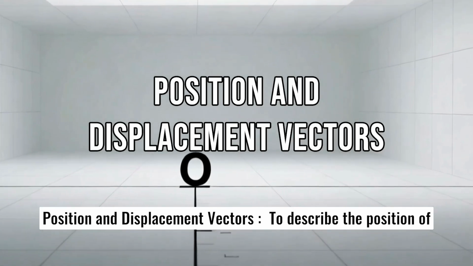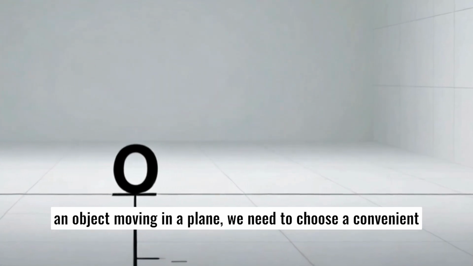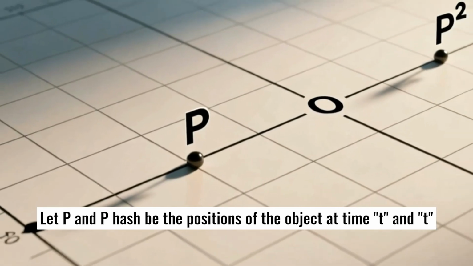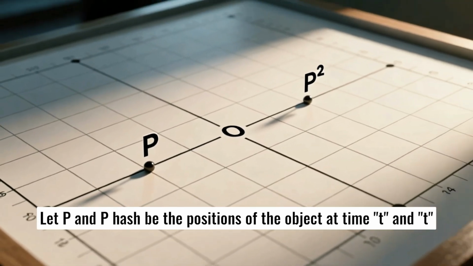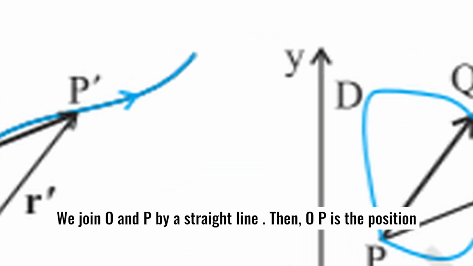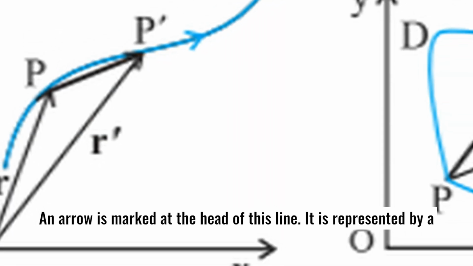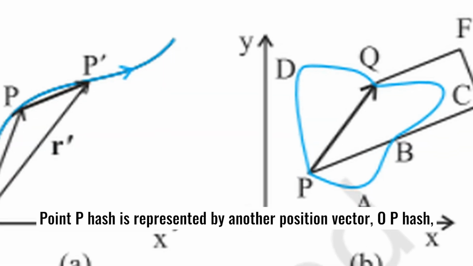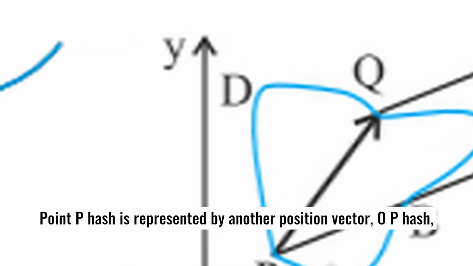Position and displacement vectors. To describe the position of an object moving in a plane, we need to choose a convenient point, say O, as origin. Let P and P hash be the positions of the object at time t and t hash, respectively. We join O and P by a straight line. Then, OP is the position vector of the object at time t. An arrow is marked at the head of this line. It is represented by a symbol R, that is OP equals R. Point P hash is represented by another position vector, OP hash, denoted by R hash.